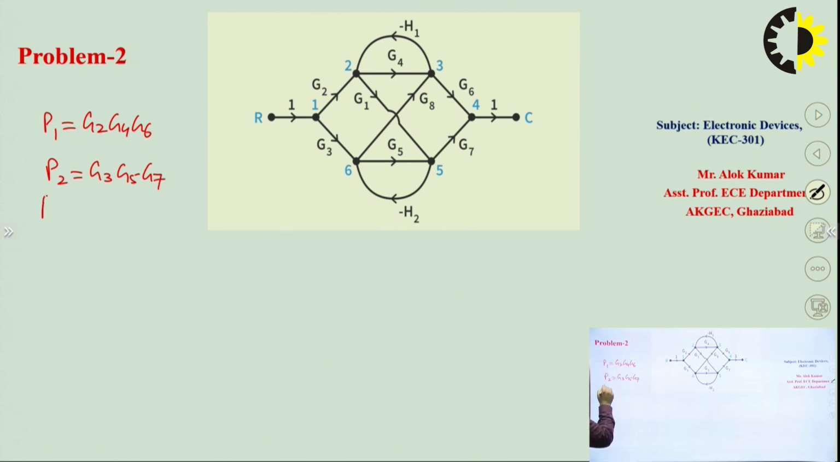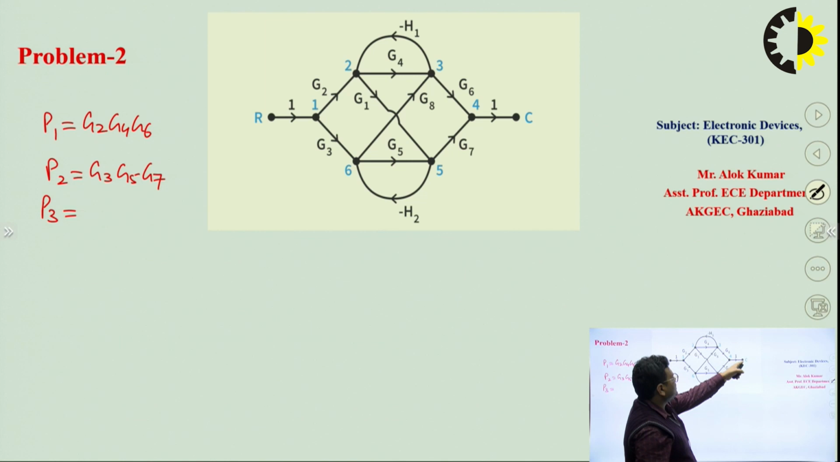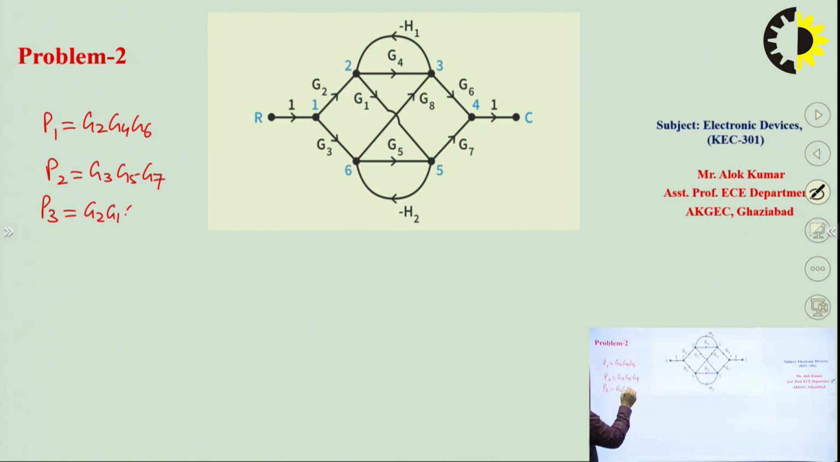Similarly, the third forward path will be, if we go from node 1 to node 2, then node 5 and then node 4. So the forward path gain will be G2, G1 and G7.